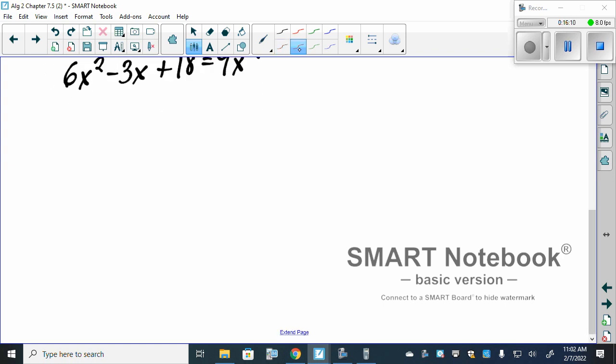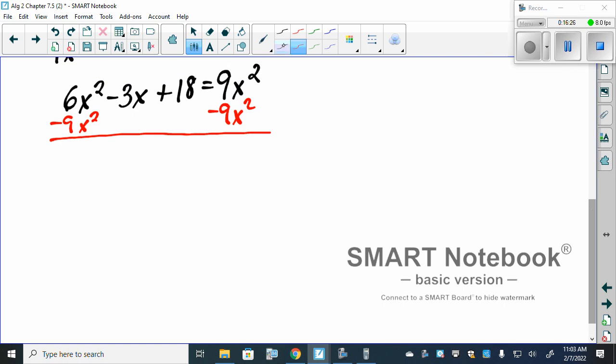Well, because we do have an x squared, we do need to get this equal to what? 0. So we're going to subtract 9x squared from both sides. I'm going to roll up a little bit so we can see it. So we get this here. Well, the 9x squared and 9x squared would cancel out. 6x squared minus 9x squared would be negative 3x squared. And we have minus 3x plus 18 is equal to 0.